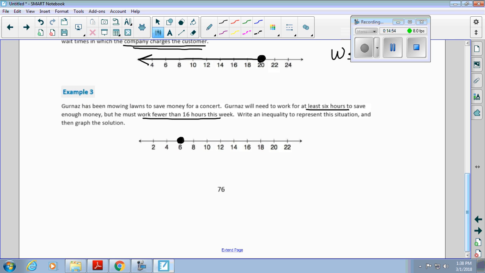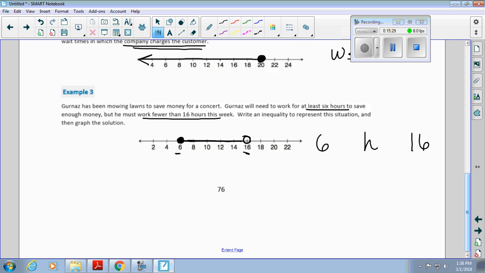But he must work fewer than 16. So he can't quite work the 16th hour there. He can work 15 hours and 59 minutes and 59 seconds, but he can't get to 16 hours. So he's got to work more than 6, but less than 16. So what you do here is graph that area in between, and you would say H for hours, okay? And you're going to list the numbers right here and here in order from least to greatest, like this, all right?